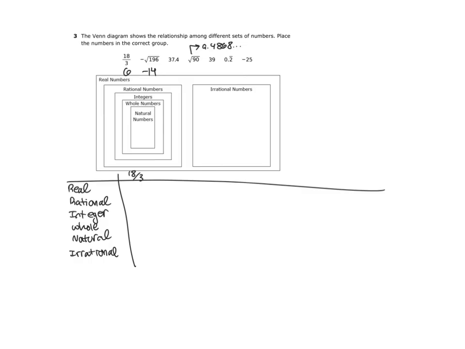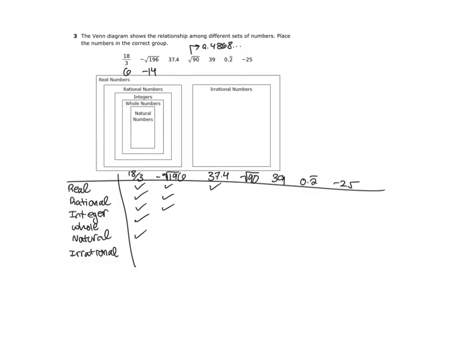All right, so let's start looking at these. We know that 18/3 is really a 6. That would be real, it would be rational, it would be an integer, a whole number, and a natural number. Now let's look at the negative square root of 196. So that's really negative 14. That's real, it's rational, it's an integer, but it's not a whole number because you can't have negative whole numbers.